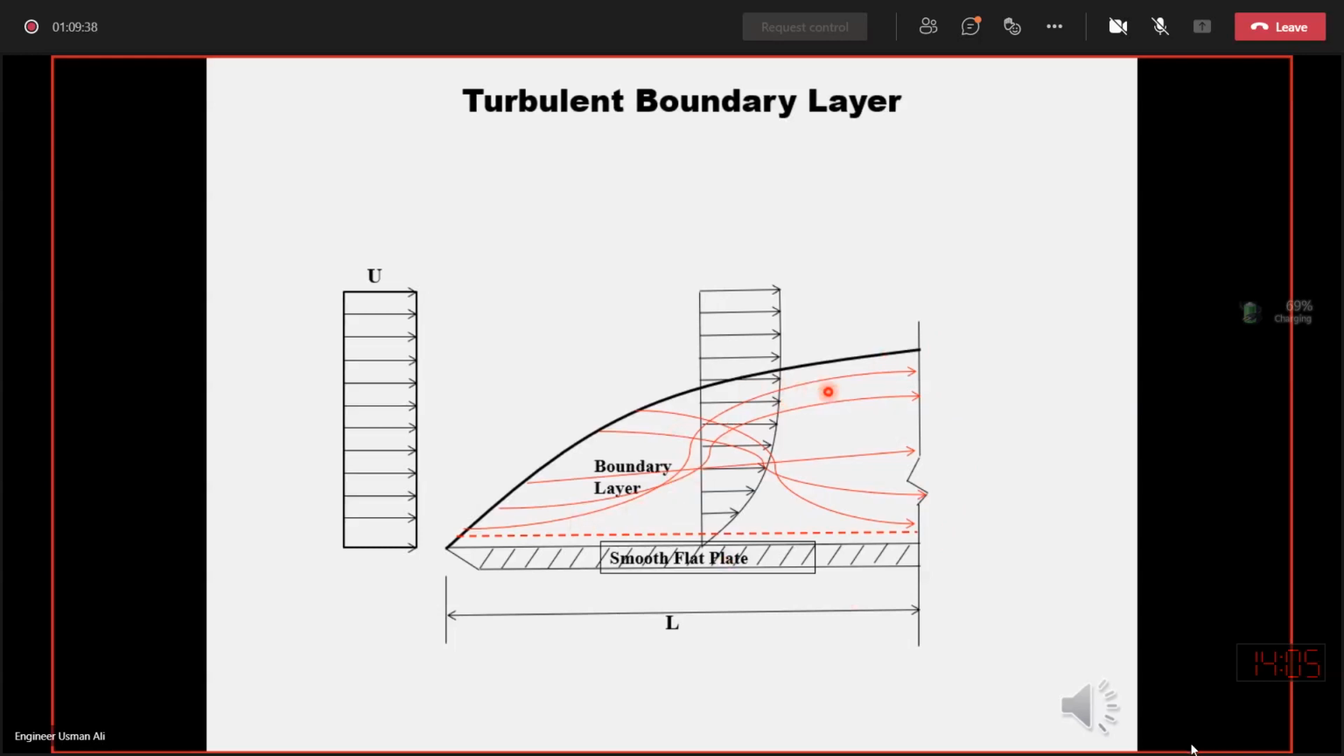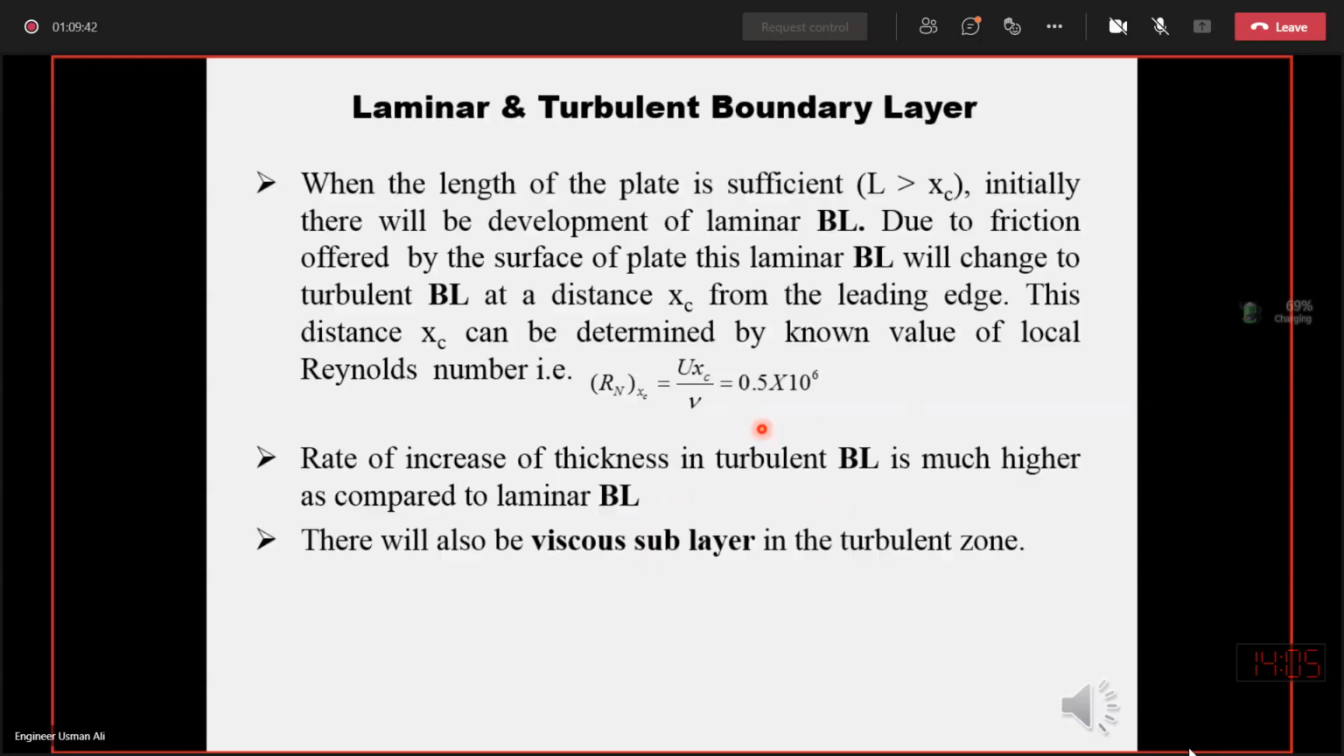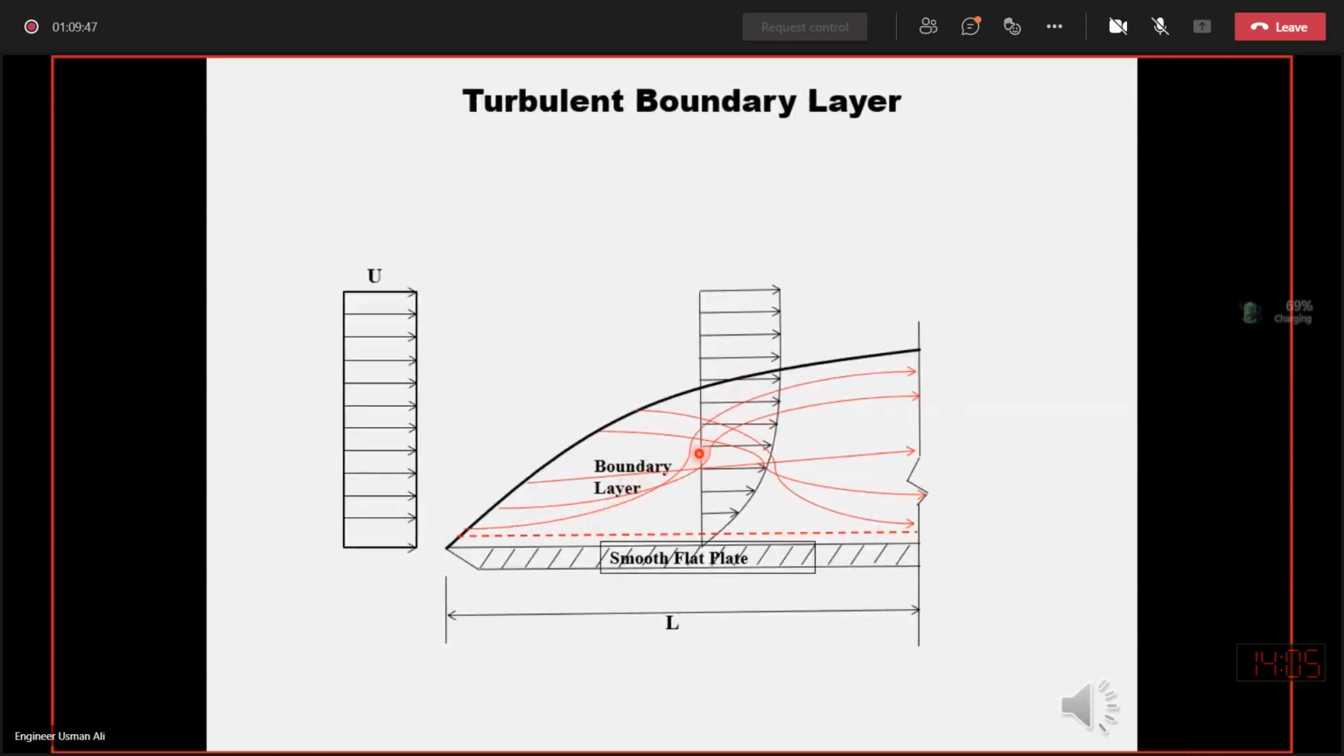The red lines are showing the path of the particles of the fluid, and in this case the paths of the particles are mixed or intermixed, crossing each other. So that is a turbulent boundary layer. And for a turbulent boundary layer, the boundary layer profile and the velocity profile will not be parabolic.